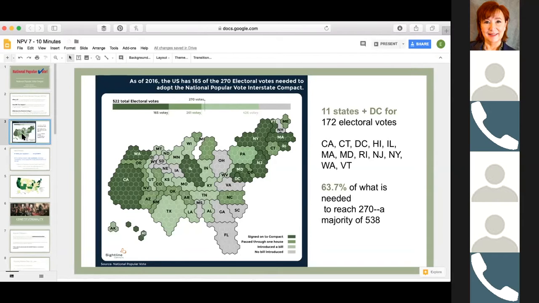Exactly. Yeah, so as an interstate compact, none of the state laws change until 270 electoral votes are committed. They have to be committed 6 months before the next general election for president. So there's no chance of any state changing their laws during the general election campaign. That's not allowed. And they also cannot pull out after the general election. Any state is not able to change this until after the next inauguration of the president.